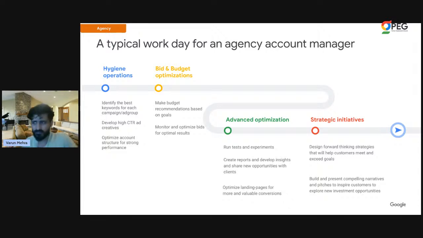Okay, so let's discuss a typical day of work for an agency account manager. I think we have tried our best to map what your routine might look like. A lot of your time goes into hygiene operations, making sure that you're identifying the best keywords for each campaign and ad group, right?